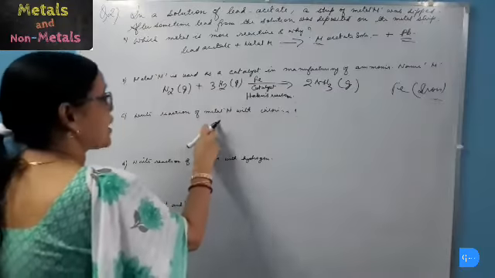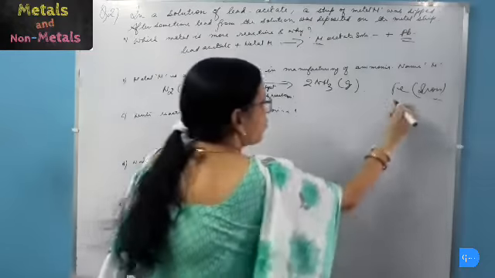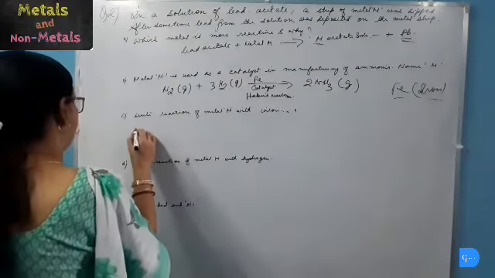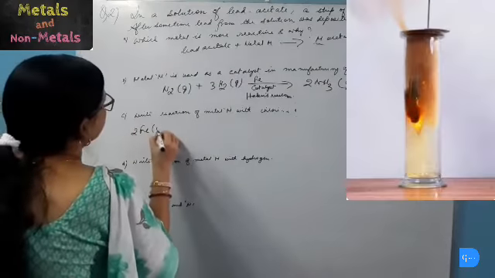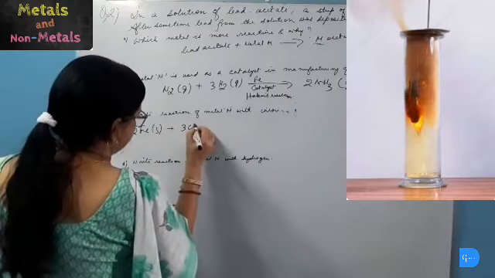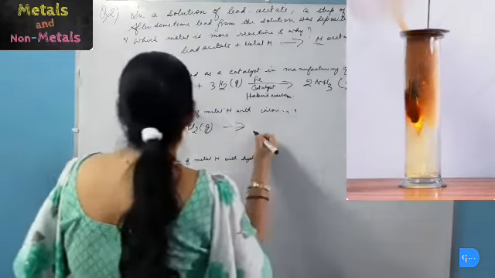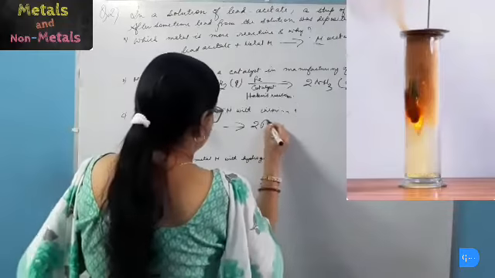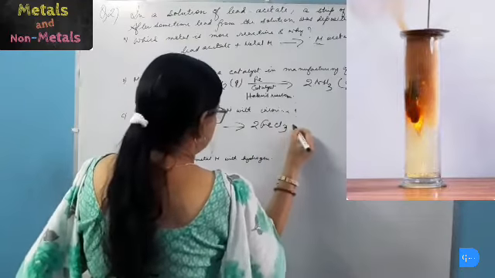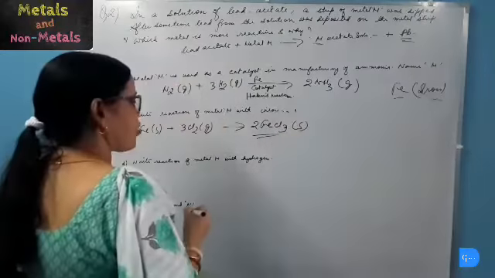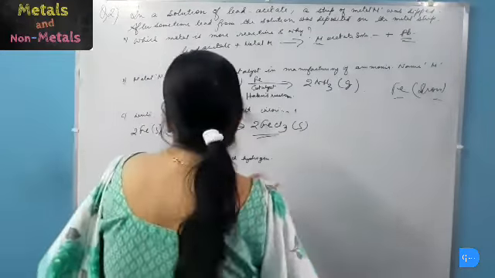Write reaction of metal M with chlorine. Now we will study how iron reacts with chlorine. So we will see that when iron reacts with chlorine gas, then it gives ferric chloride or iron 3 chloride. This is ferric chloride or iron 3 chloride.